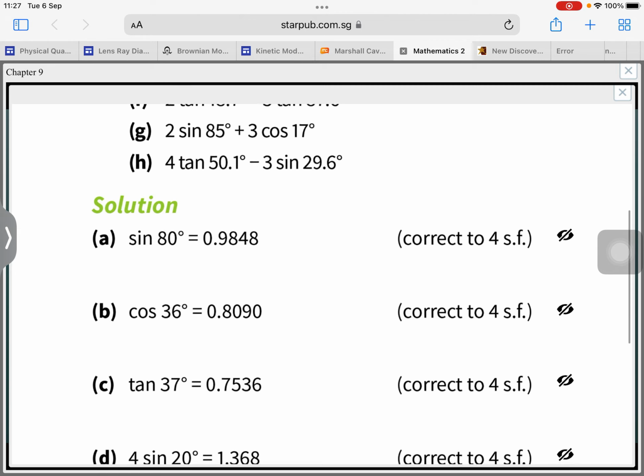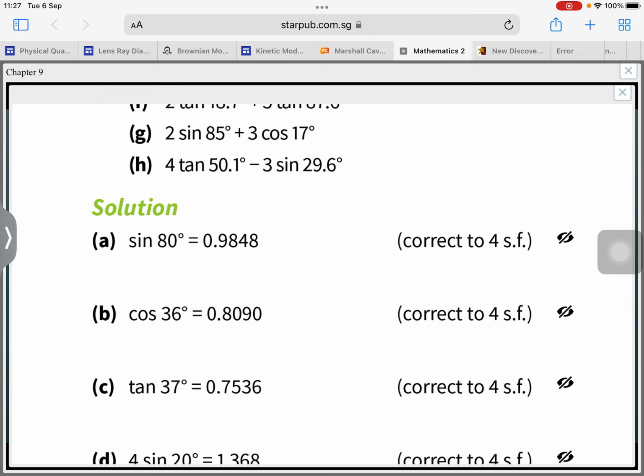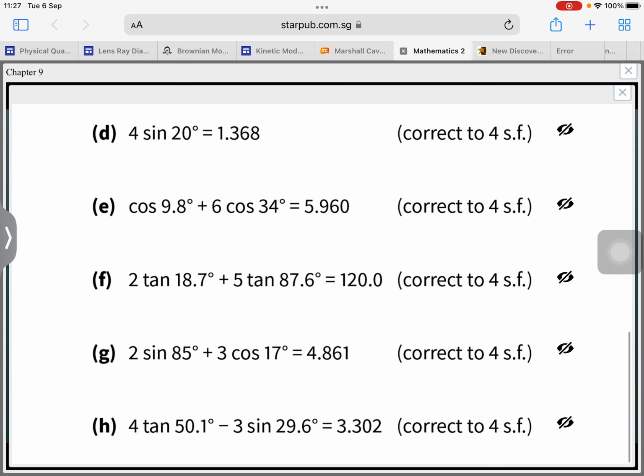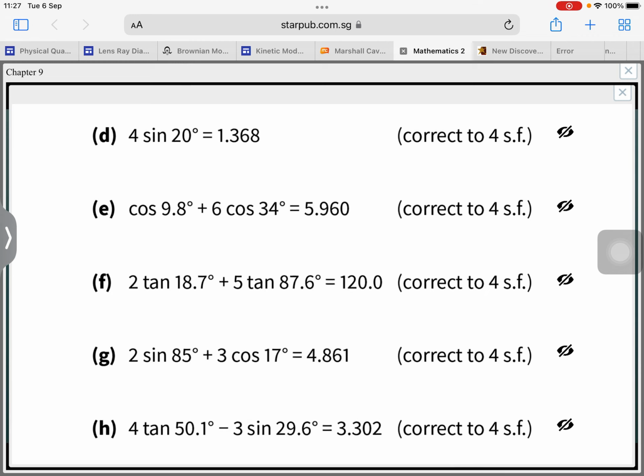Then G, you have 2 sine 85 plus 3 cosine 17. Key into a calculator, 4.861. And the last one, you have 4 tangent 50.1 minus 3 sine 29.6. You should get 3.302. So this should be pretty straightforward, just to get you to know how to press the calculator.